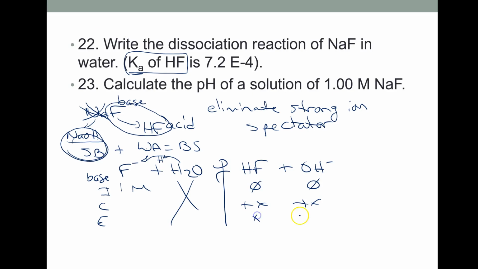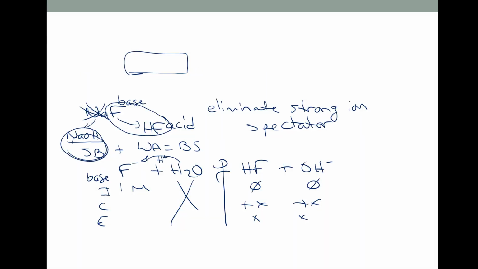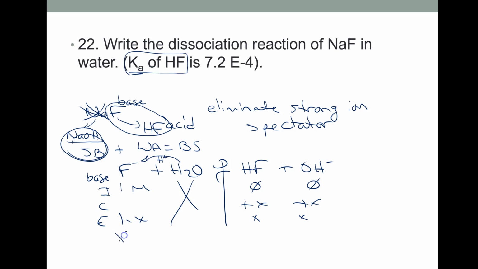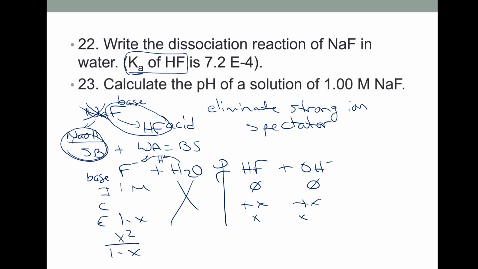You have X and X. And then 1 minus X. You're going to set it into 1 minus X. And so what you set up is X squared over 1 minus X. That is the K.